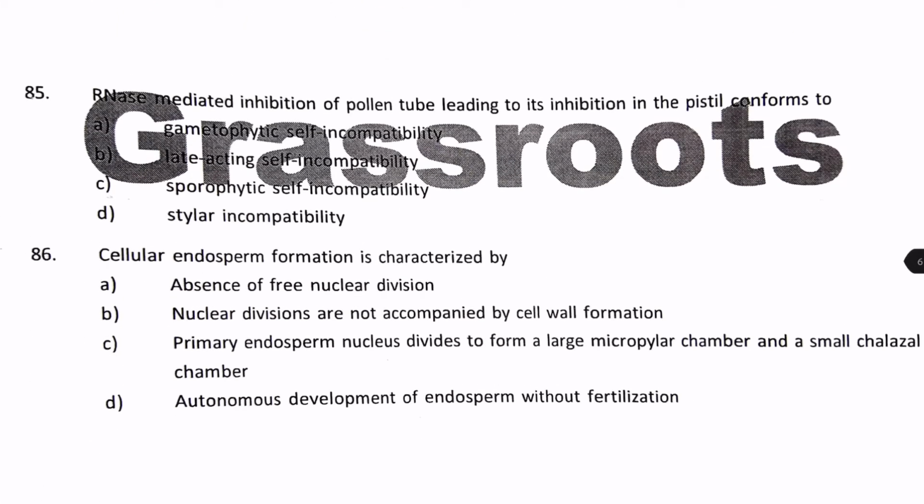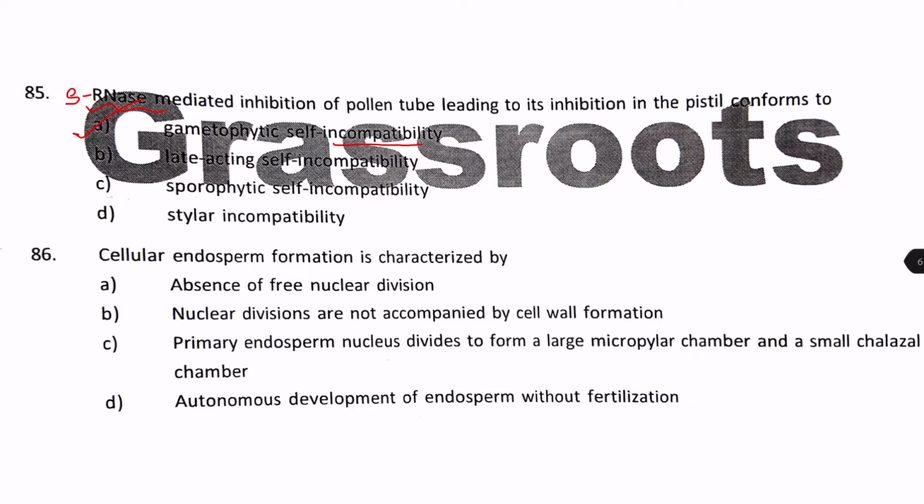Next is, okay, RNase mediated inhibition of pollen tube leading to its inhibition in the pistil conforms to, and this question is about incompatibility. Therefore we are talking about S-RNase, right, which is found in the gametophytic self incompatibility, which is responsible for disrupting the growth of the wrong or incompatible pollen tube inside the pistil, right? So number A is the correct one, and not late acting self incompatibility or sporophytic self incompatibility. No, it's in the stigmatic zone, and also RNase is not involved.